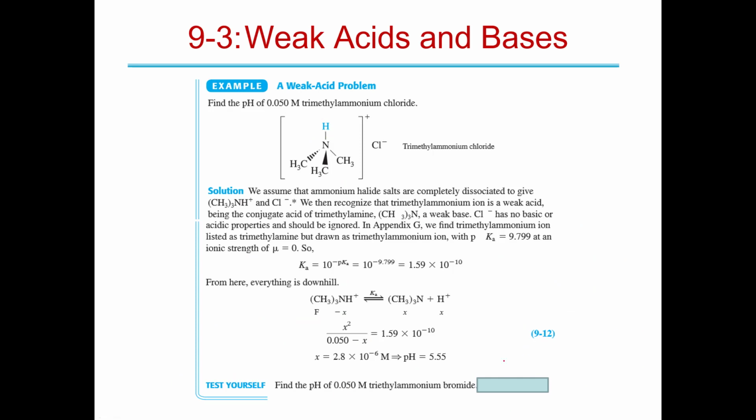There's a test yourself problem down here if you wanted to try to do it for triethyl ammonium bromide. It looks a lot like this, except we've got ethyl groups here instead of methyl groups, and a bromide instead of chloride, but that doesn't matter at all. You'll just need to look up a different Ka value in Appendix G. You would look up triethylamine, which doesn't have the H on it, so that would be the neutral molecule. And then you can find the Ka for the conjugate acid species and work that problem out.